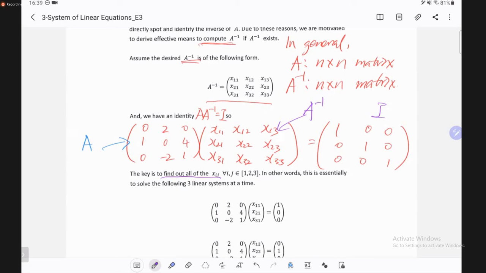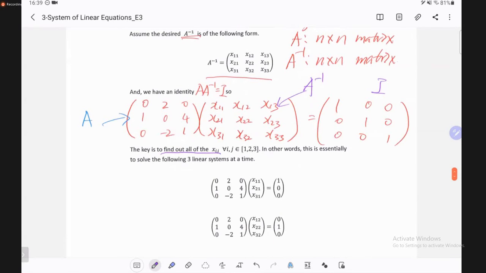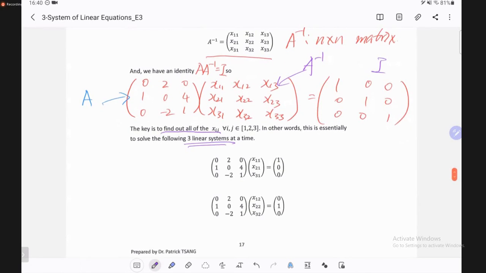Now I would like you guys to have a look. When you try to expand the left hand side of the red matrix equation, we can see there are actually 3 linear systems associated with this red matrix equation. Why do I say so? Let's take a look at the following discussion. By seeing this discussion, I believe you will be able to see why we can say we have 3 linear systems at a time.